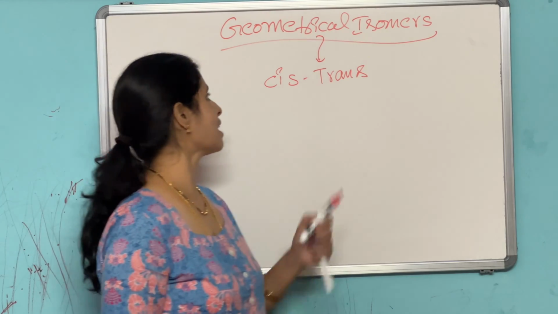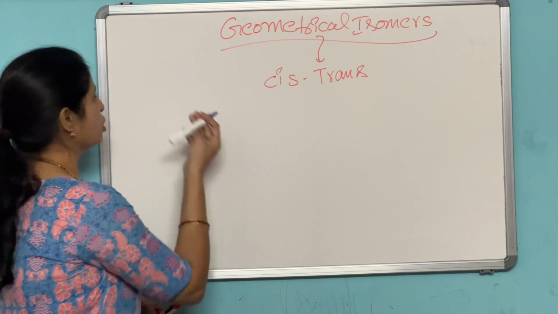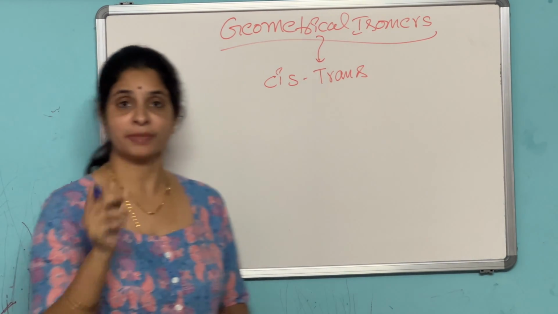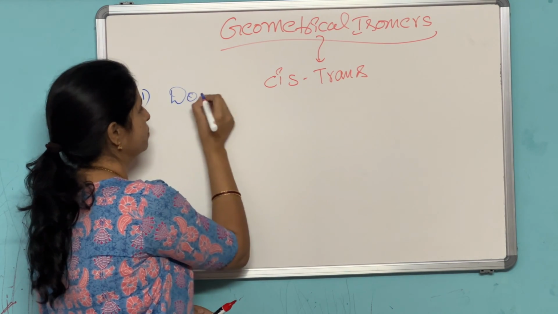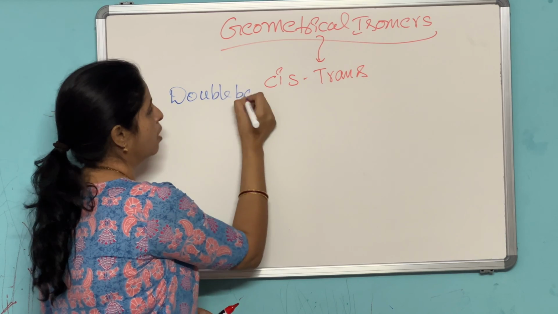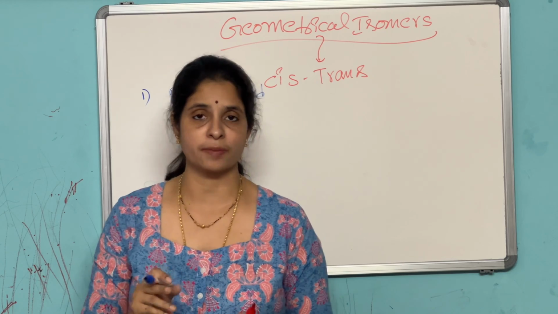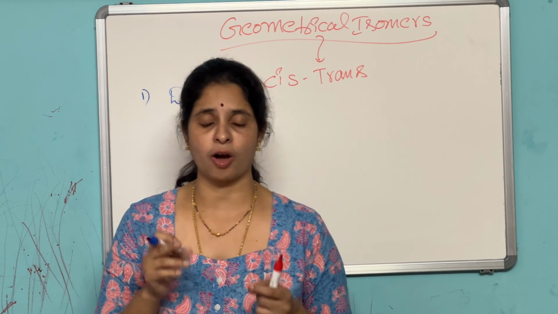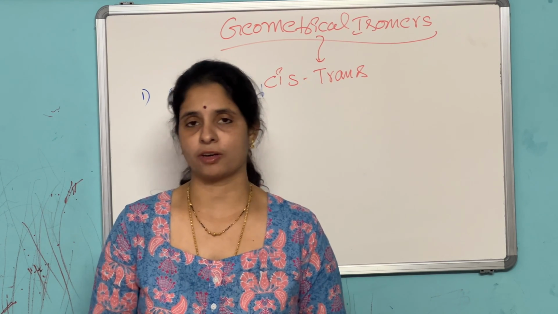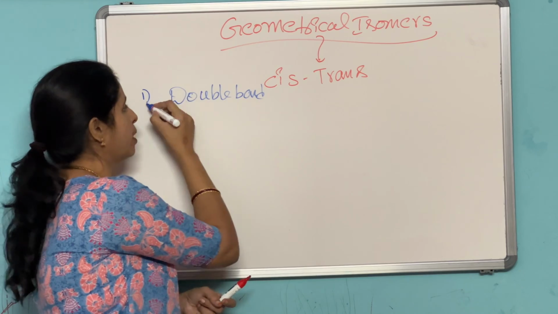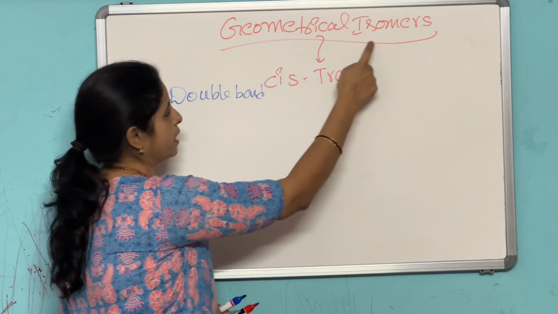So what is cis-trans isomerism or geometrical isomerism? The first condition to exhibit geometrical isomerism is that the molecule or compound should contain a double bond. What is the first condition or requirement to exhibit geometrical isomerism? If you are given any compound or molecule and asked whether it exhibits geometrical isomerism or not, first you will have to look for the double bond. That is the first condition to exhibit geometrical isomerism.